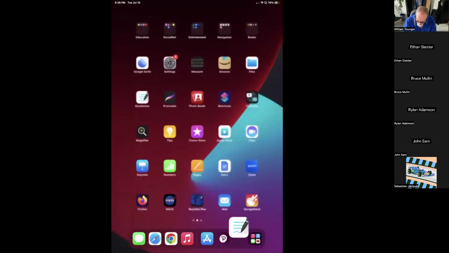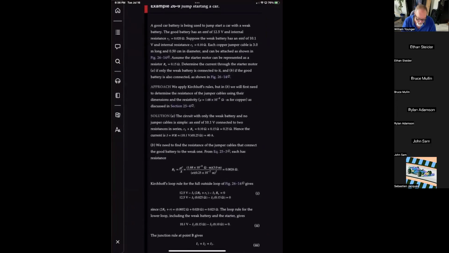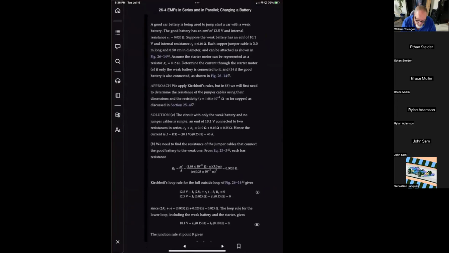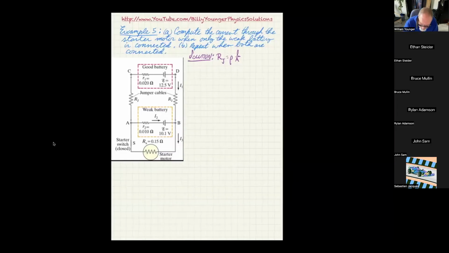And now I'm going to quickly look up what the jumper cables were. And here it is. They did assume the starter was a 0.15 ohm load. Each jumper cable is 3 meters long and half a centimeter in diameter. And it's copper, 3 meters and half a centimeter. So the jumper cable is copper. L is equal to 3.00 meters. And D is equal to 0.500 centimeters. Notice I added my extra digits to make it all work out to be three sig figs.